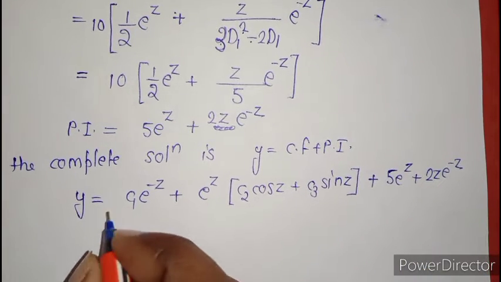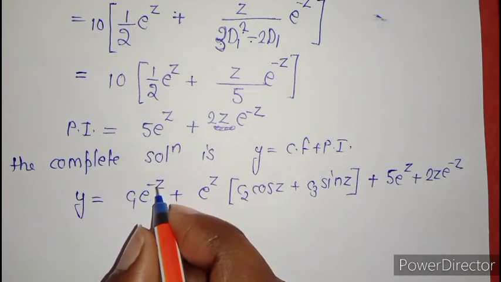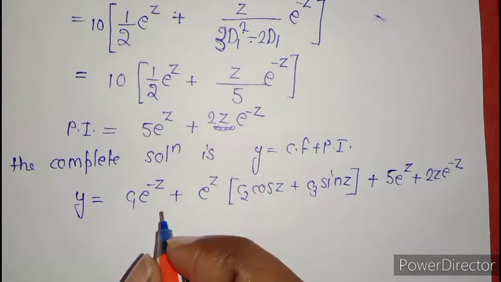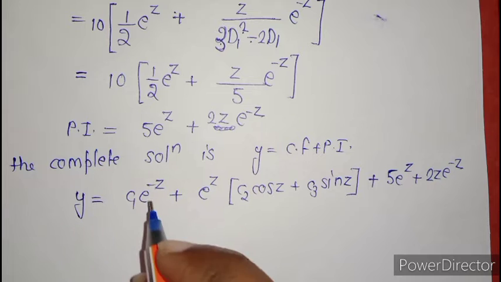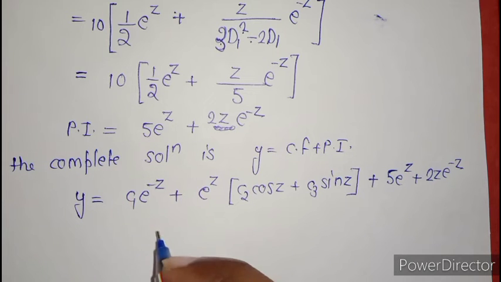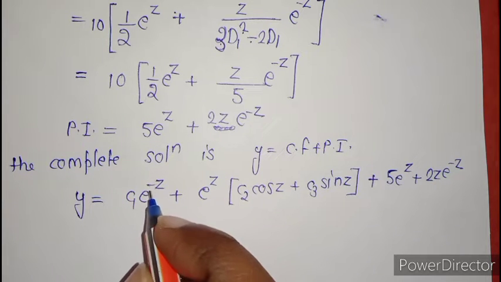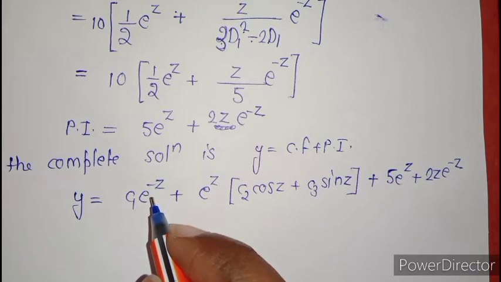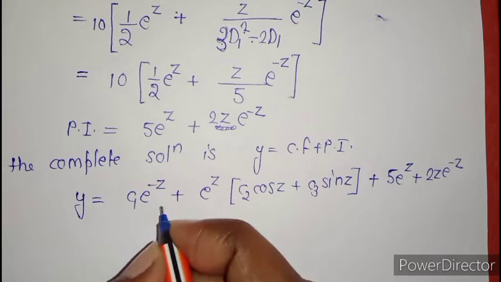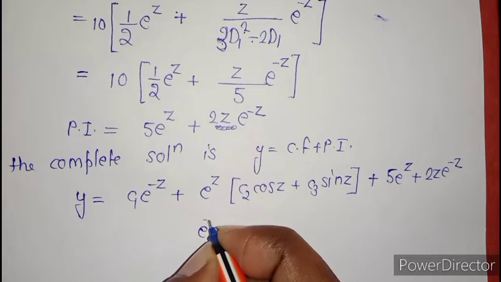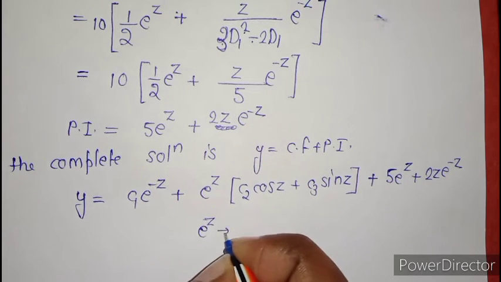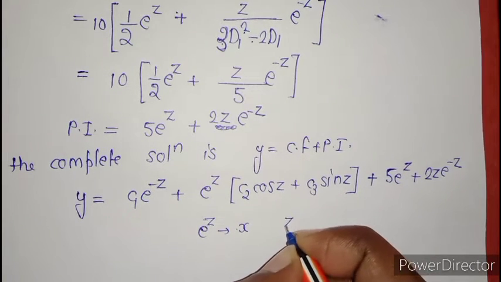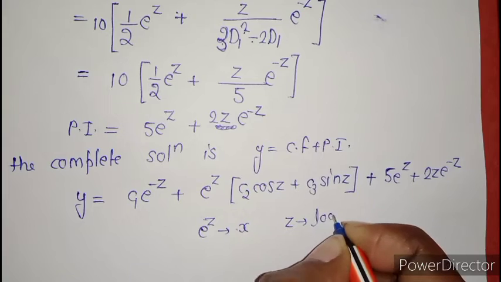Now we introduced one variable which was z, and that is the independent variable, but the independent variable which was given in our question was x. So we have to remove this independent variable that we chose, and we replace each e raised to power z by x and z by log x.